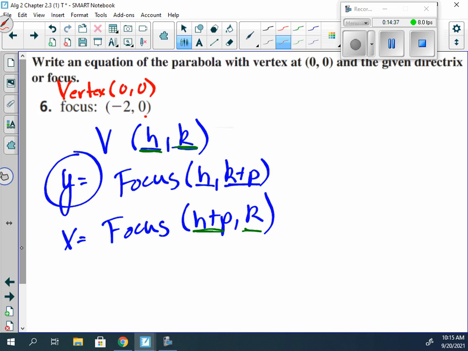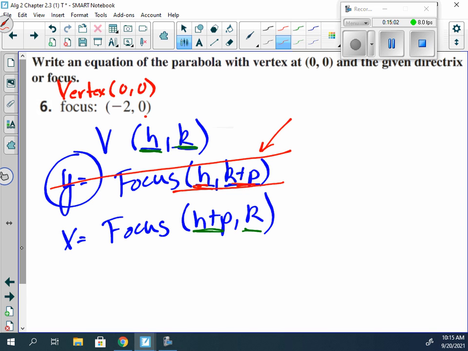So when we have y equals 1 over 4p parentheses x minus h squared plus k, which value of the focus is changing, the x or y? For here, y equals, the focus is h comma k plus p. So for this one, which value is changing, the h or the x or the y? The y. So is this the one we're using? No, it's not the y equals.